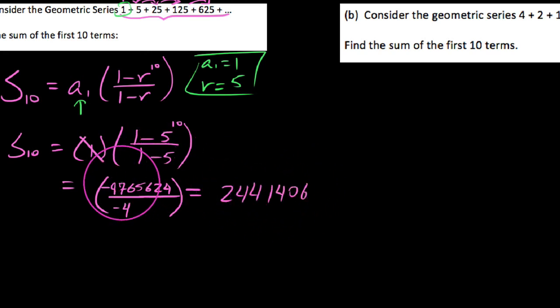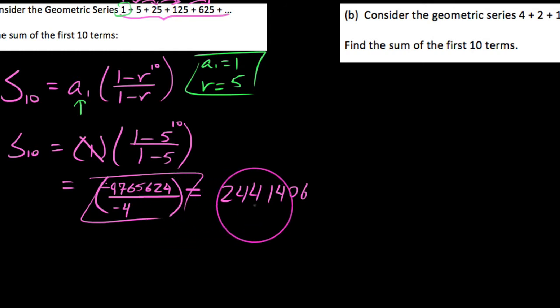2441406. That would be what I get when I take this divided by this. So we say this is the sum of the first 10 terms. You notice it's rather big, but if you look at your sequence up here with 1 plus 5 plus 25 plus 125 plus 625 just for the first 5, and then you're going to be taking the rest of them times 5 each time to find the next 5 terms. So, it's a big number.